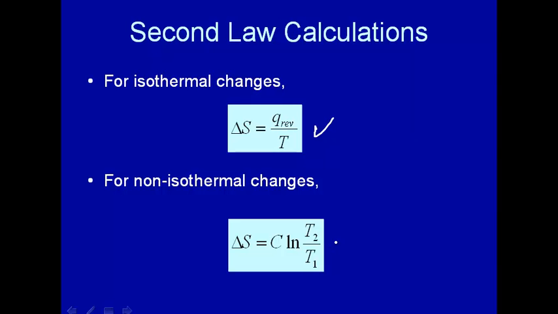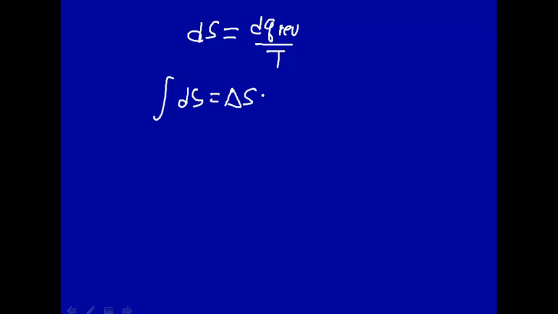Now, what happens if the temperature is not constant? Let's take a look at this. All right, again, we'll start with our definition of entropy. Entropy is dq reversible over T. And we'll integrate both sides, going from initial to final state, dS. This will be just delta S. This will be the integral of dq reversible over T. Now, temperature is not constant, so we can't pull this out of the integral. However, we do know that for a reversible process, or in general for anything, dq is the heat capacity times the change in temperature.